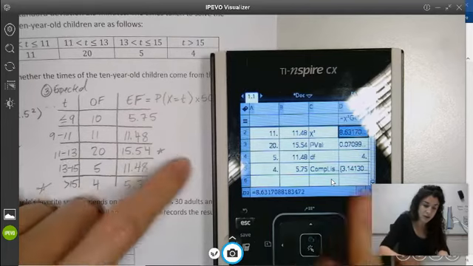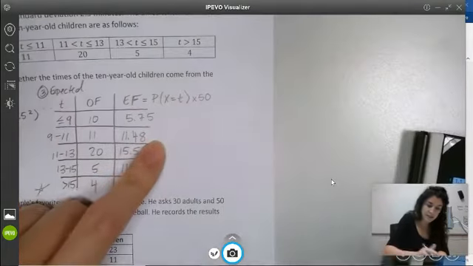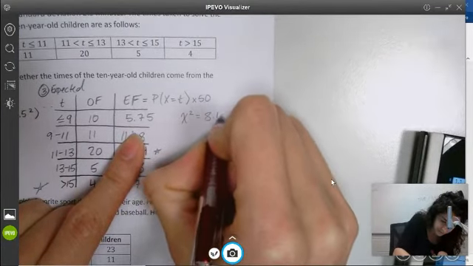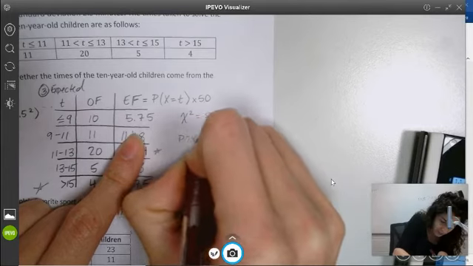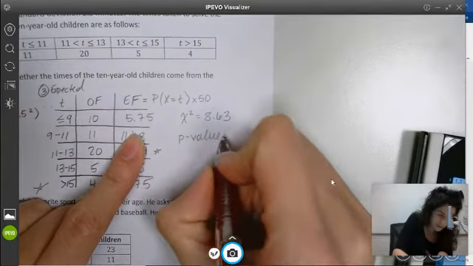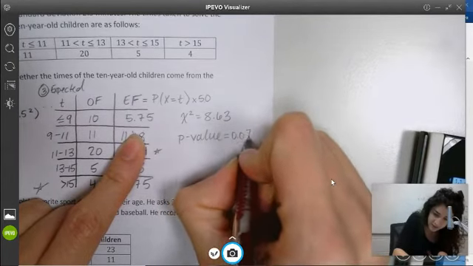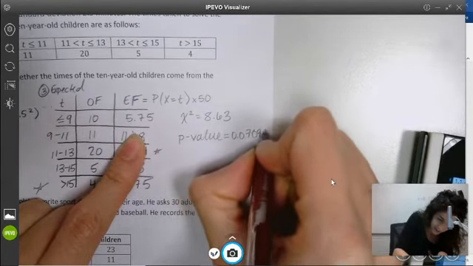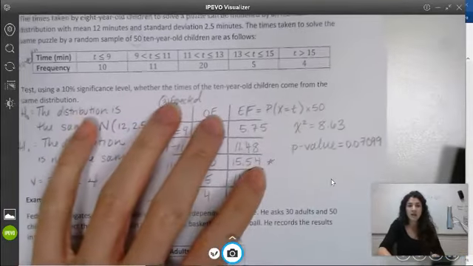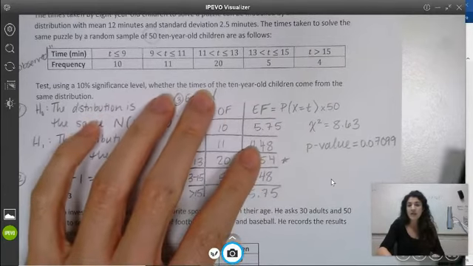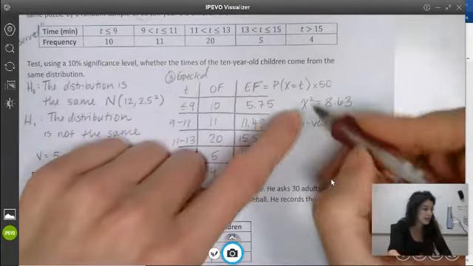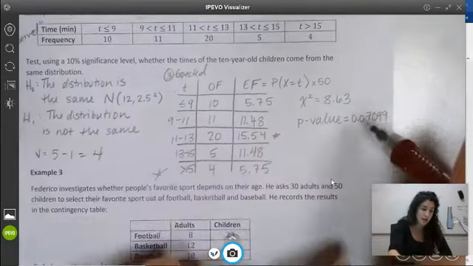For our chi-squared value, you should have gotten 8.63. For our p-value, you then get 0.07099. So that's your p-value and then your chi-squared. We are testing whether the times of 10-year-old children come from the same distribution. So we've got a chi-squared value right here and a p-value right here.